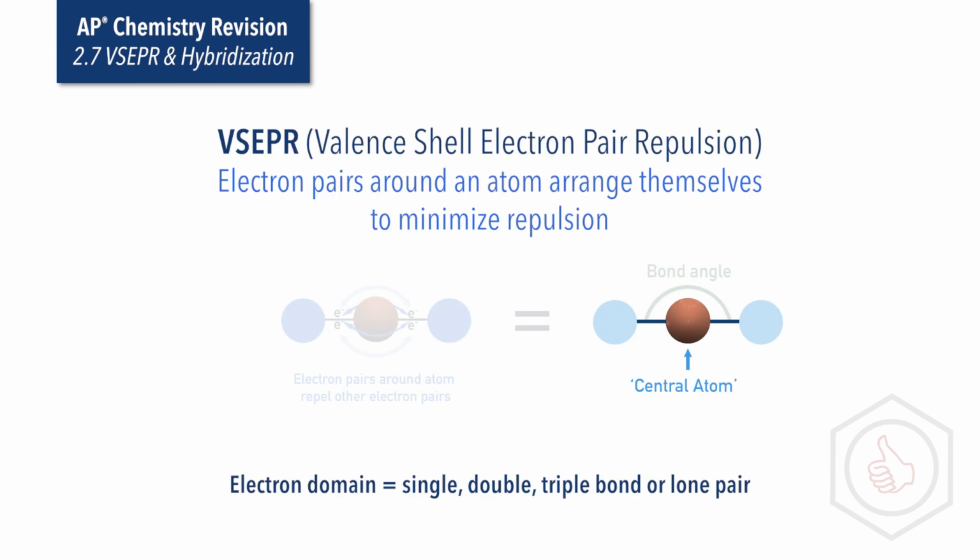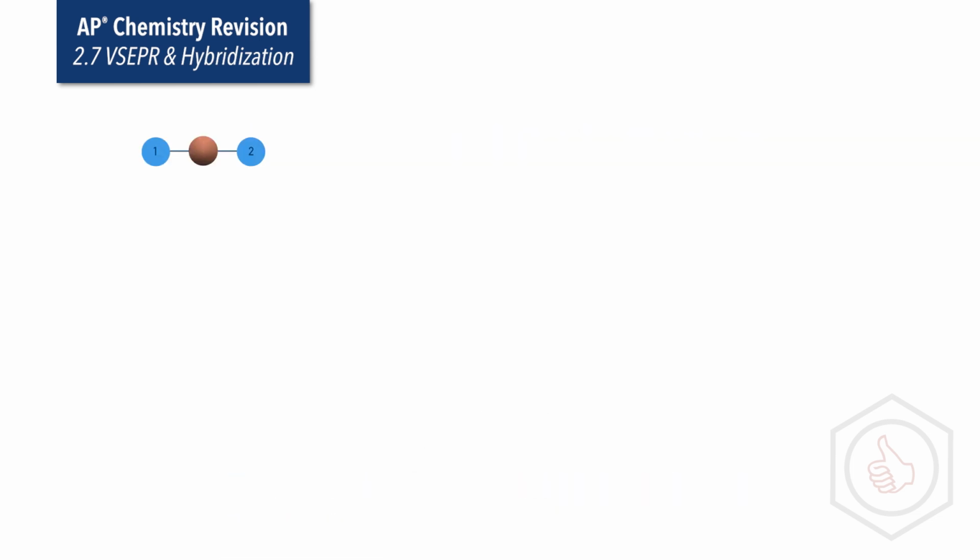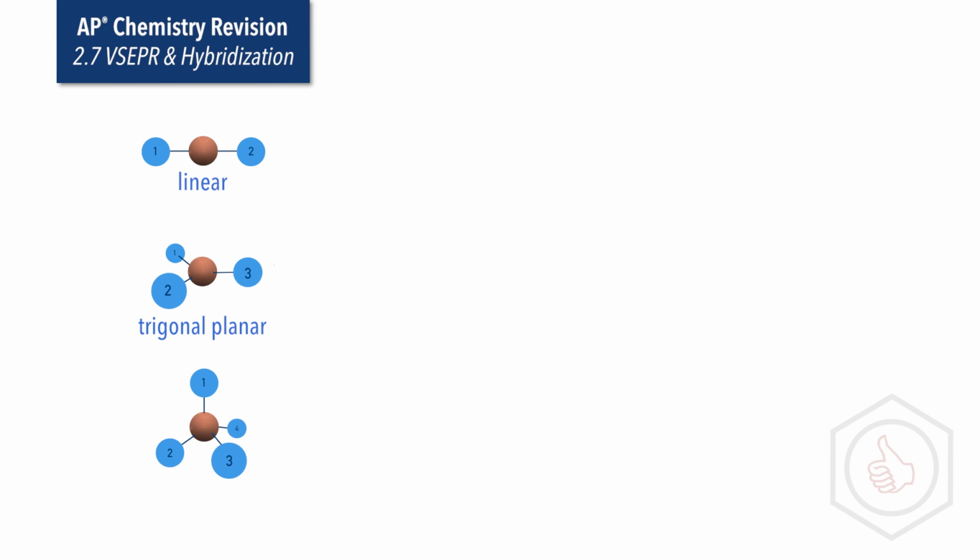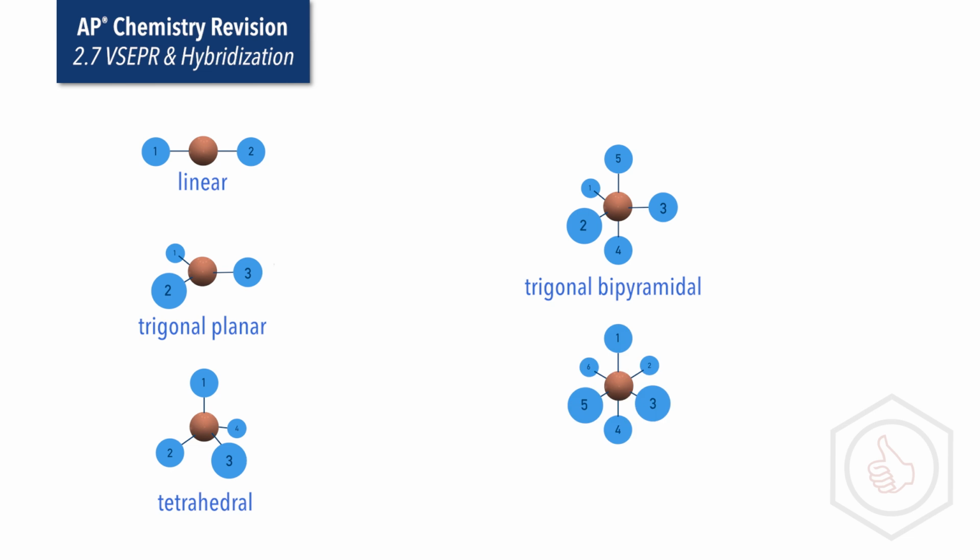If a central atom has two electron domains around it, it has a linear electron domain geometry. If it has three electron domains around it, it has a trigonal planar electron domain geometry. If it has four electron domains around it, it has a tetrahedral electron domain geometry. If it has 5 domains around it, it has a trigonal bipyramidal electron domain geometry, and if it has 6 electron domains around it, it has an octahedral electron domain geometry.